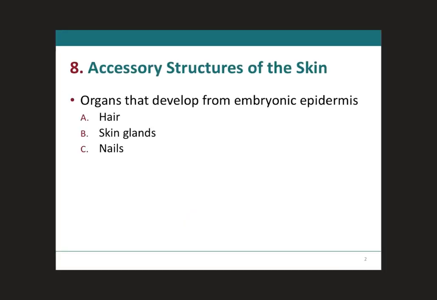All the accessory skin structures are organs that develop from the embryonic epidermis. This is why they are considered accessory structures of the skin. There are three types: the hair, the skin glands, and the nails, and we will be covering them in more detail in the next few slides.